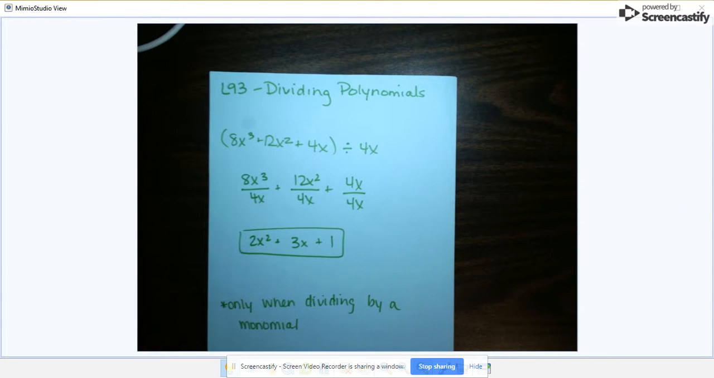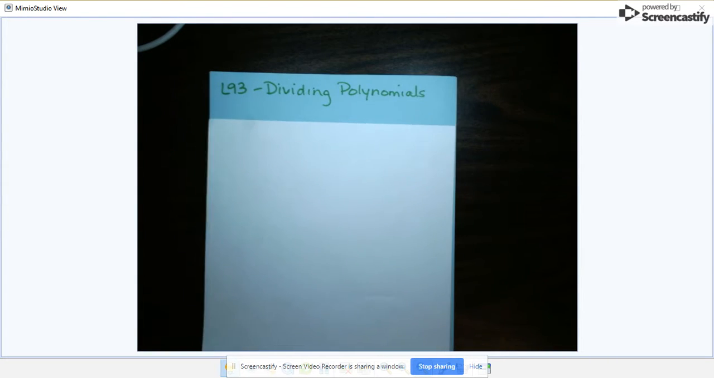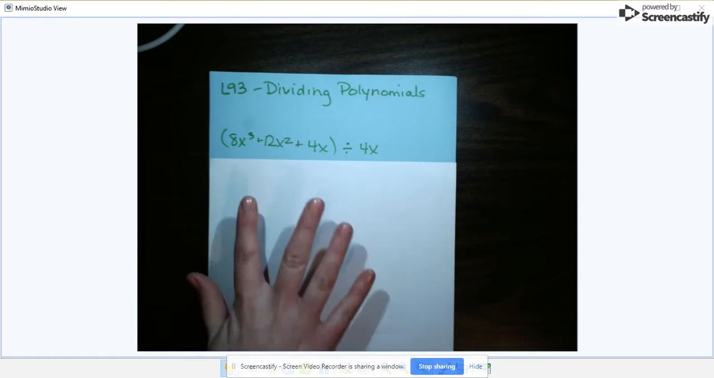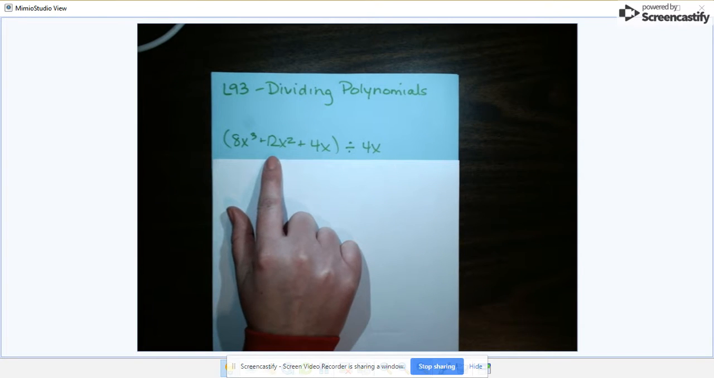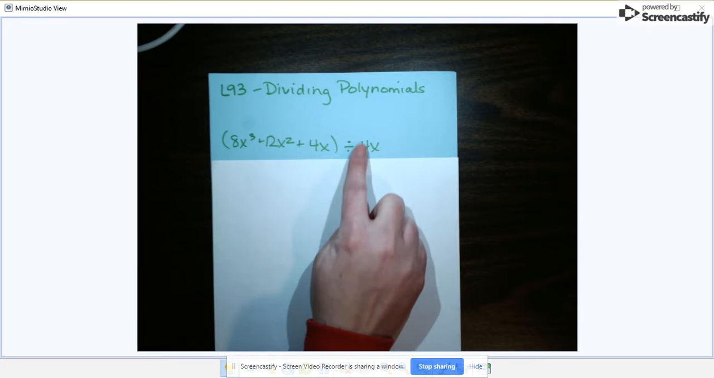Okay, we have practiced factoring polynomials and multiplying polynomials. Now we're going to divide. So we're going to start with a really basic example. When we divide polynomials that look like this, so we have 8x cubed plus 12x squared plus 4x, we're dividing by what we call a monomial.